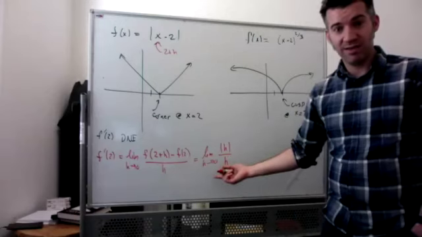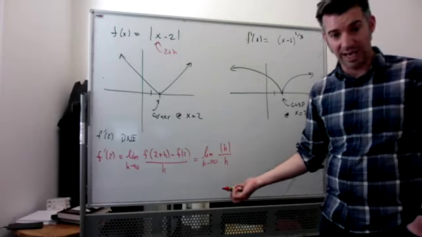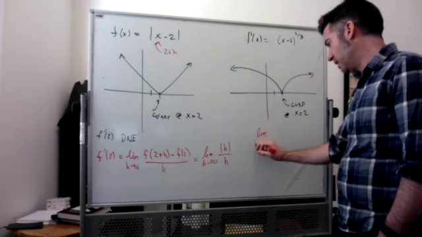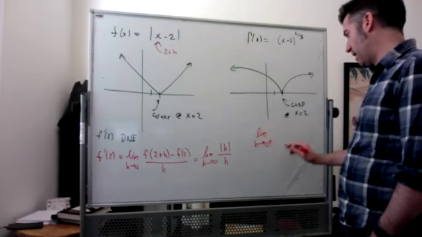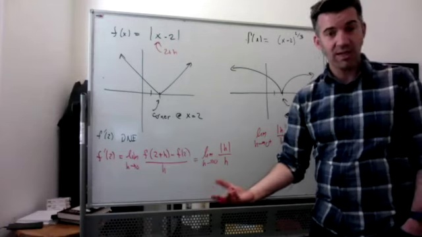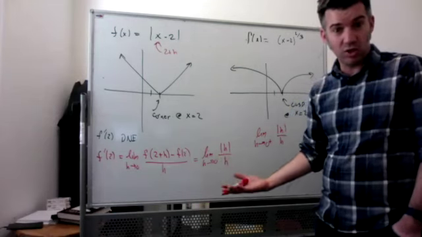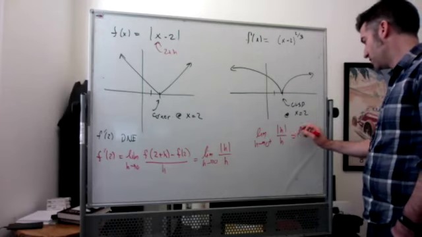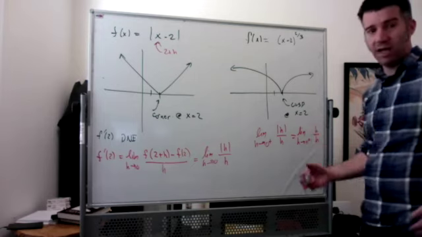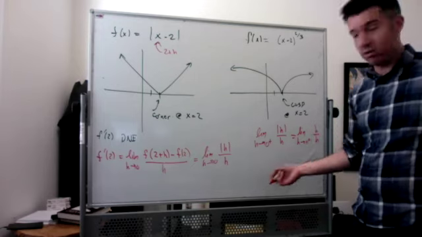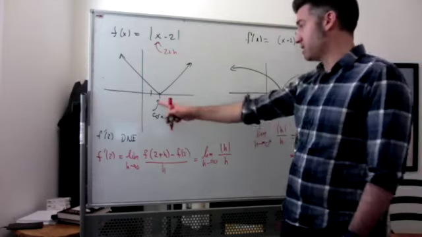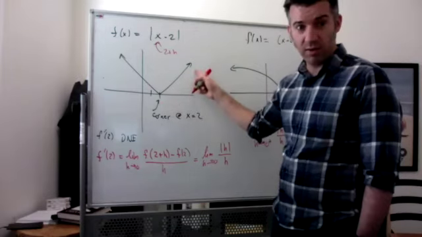But to see if this limit exists, I need to look at each side. So I look at the limit as h approaches 0 from the right-hand side of the absolute value of h over h. Well, if h is positive, the absolute value of h is just h. So that's the limit as h goes to 0 of h over h, and h over h is 1. The limit of 1 is 1. Which makes sense, because when we're on the right-hand side, the slope is positive 1.